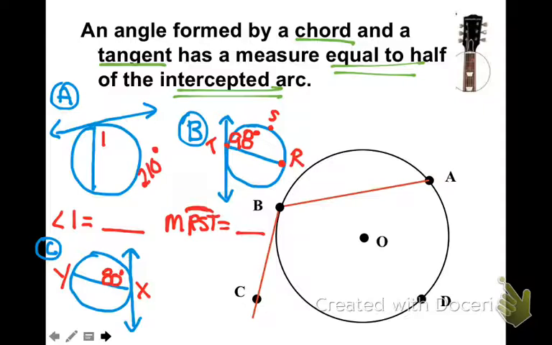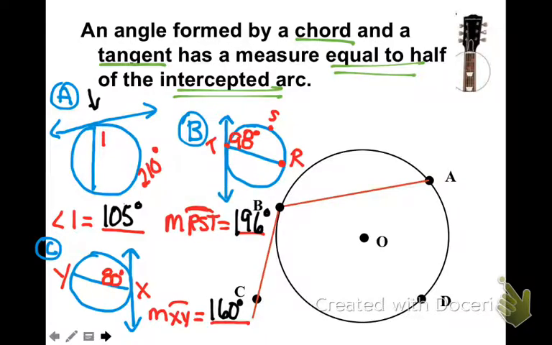Given these arc or angle measures, see if you can solve, for example, A, B, and C. And I would pause the recording. So hopefully you got that angle 1 came out to 105 degrees. For example B, arc RST was 196, and arc XY for letter C was 160.